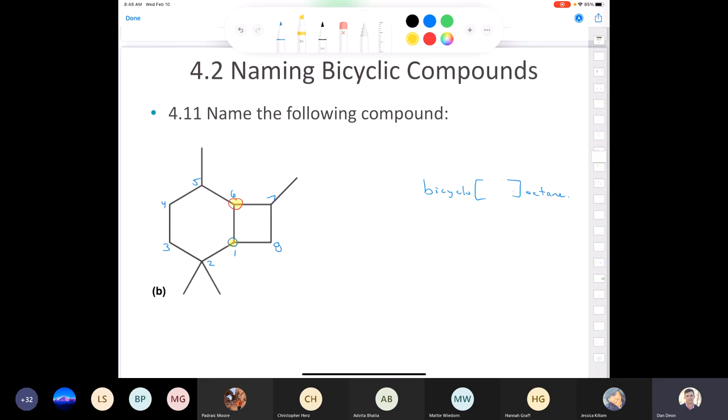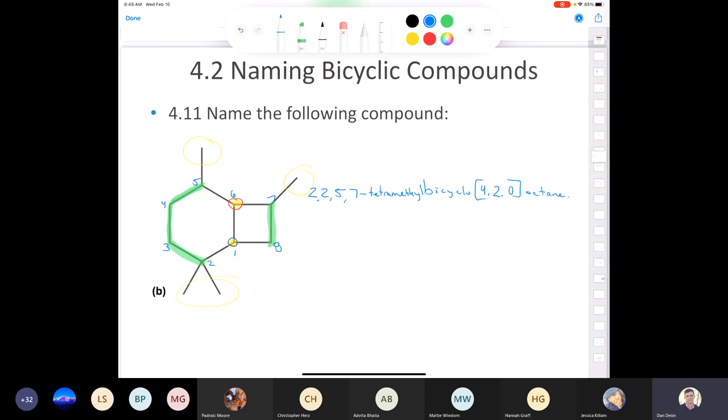Okay, but let's look at the bridges. Here we have our bridgehead carbons. In this bridge, we have one, two, three, four carbons. In this bridge, we have two carbons. So we've got a four, then a two, but there's no other bridge. So the last bridge is actually a zero. So this is a bicyclo[4.2.0]. Now we've got four substituents. They're all methyl groups. So we've got a methyl group here, here, here, and here. So we have 2,2,5,7 tetramethyl. So this is a 2,2,5,7-tetramethylbicyclo[4.2.0]octane.